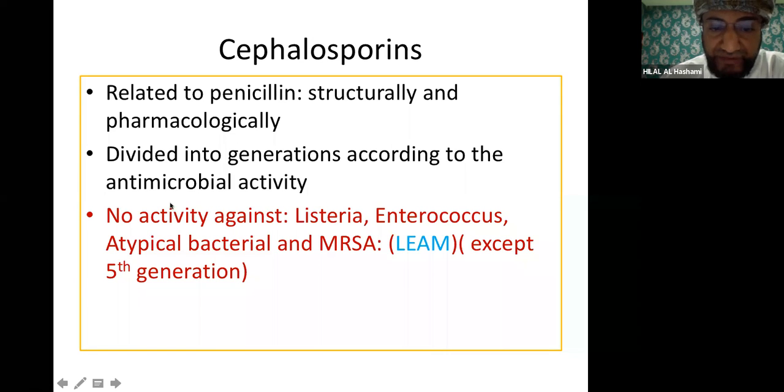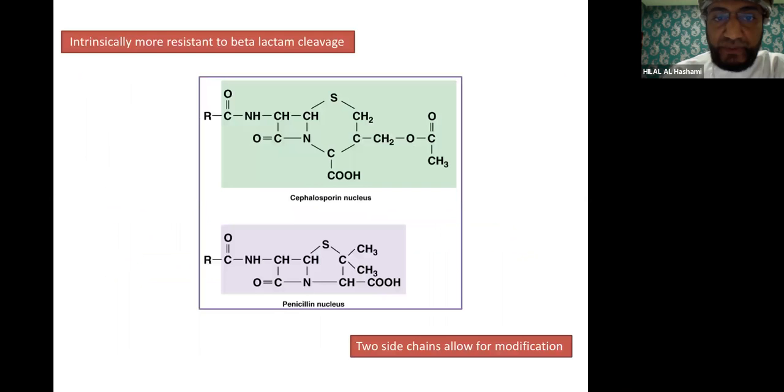Cephalosporins lack activity against certain groups of organisms. I collected them here for you in a list. So they don't act against Listeria, they don't act against Enterococcus, they don't act against atypical bacteria, and also they don't act against MRSA except the fifth generation cephalosporin, which is ceftaroline. And they are intrinsically more resistant to beta-lactamase cleavage.